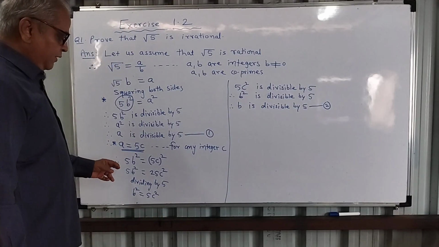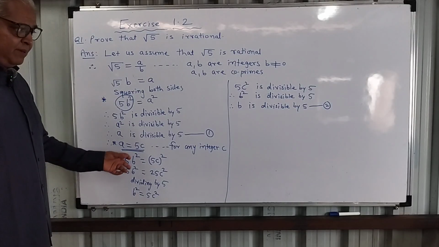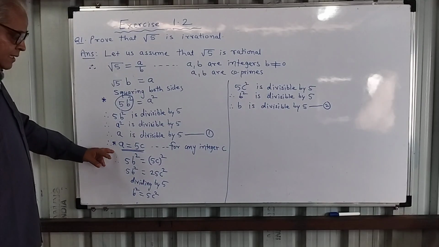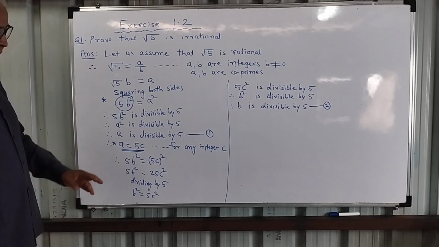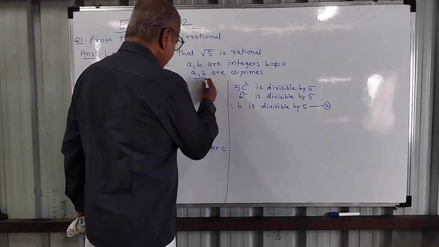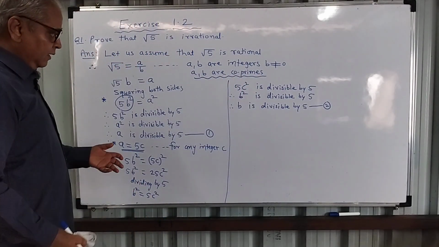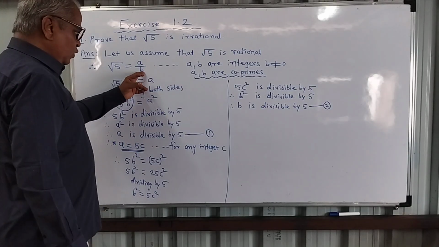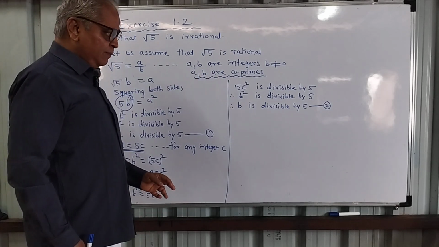That means 5 is a factor of a and b also. 5 हा a आणि b चा पण फॅक्टर आहे, म्हणजे a आणि b मध्ये हे 5 हा कॉमन फॅक्टर झाला. म्हणजे आपण हे जे लिहिलेलं आहे a आणि b को प्राइम असणं हे रॉंग झालं, कारण आपण इथं सांगतोय की जर तो रॅशनल असेल तर a आणि b काय असले पाहिजेत, को प्राइम असले पाहिजेत.